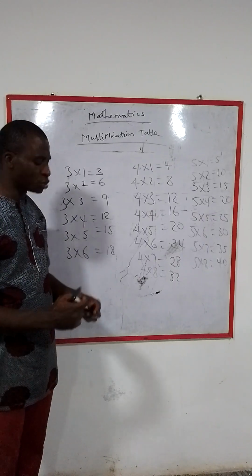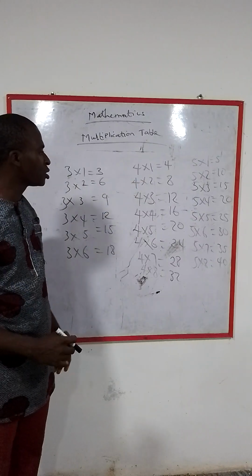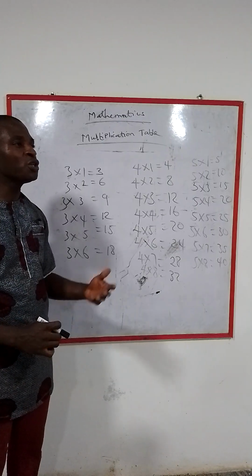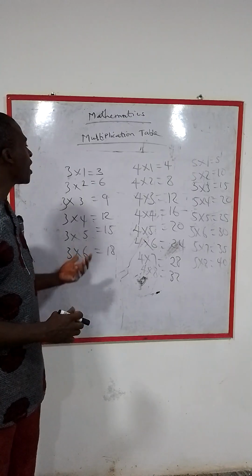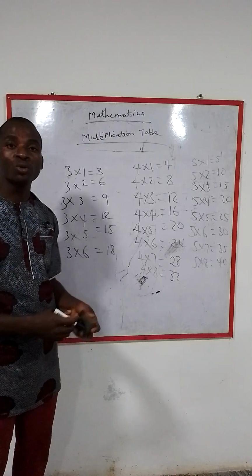The next thing I want to talk about is not just knowing the multiplication table alone. The multiplication table also helps you in knowing your division. How many times will a number go into a number without remainder? If there's going to be a remainder, you will also know.